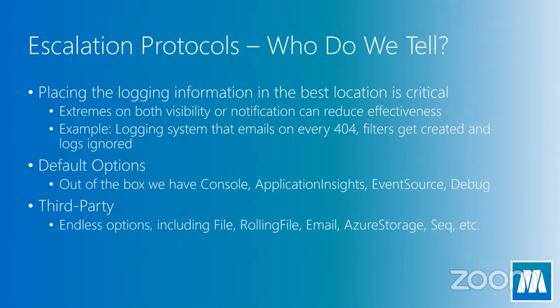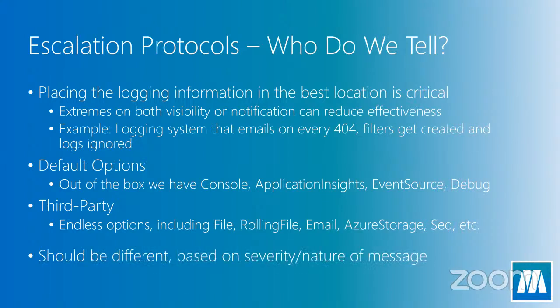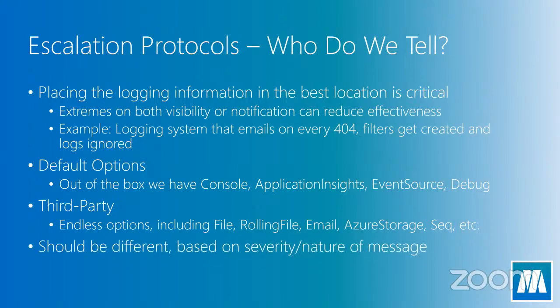Well, we have third-party options. And in the third-party space, we have an unlimited collection of things where we can go to files, we can go to email, we can go to Azure Storage, we can go to other logging tools like Exceptionless or Seq. And all of these destinations have their own pros and cons. And the idea here is that we want to get to a place where we can take those default things and push to all of these other things so that way you can compose an escalation protocol that is based on the severity and nature of the message as well as the specifics of your organization.